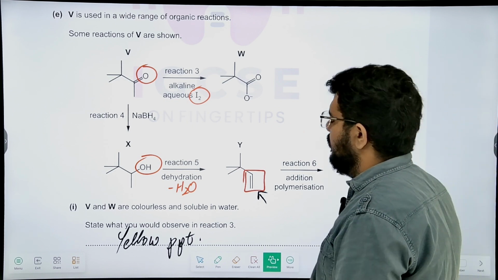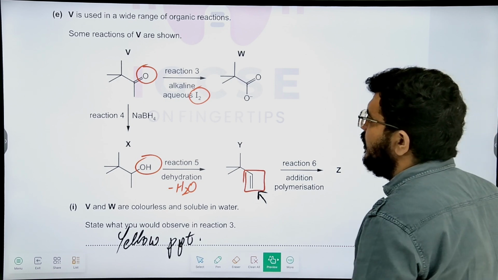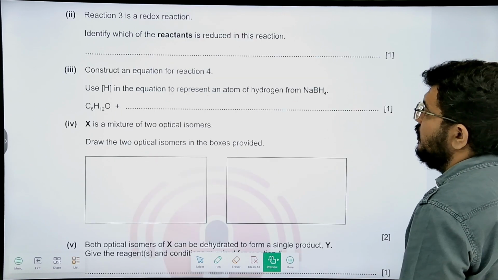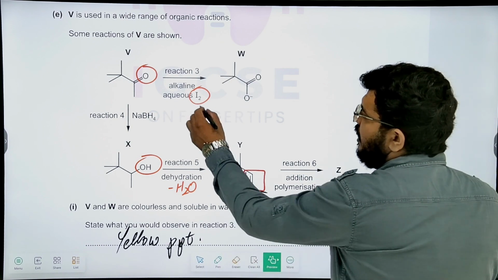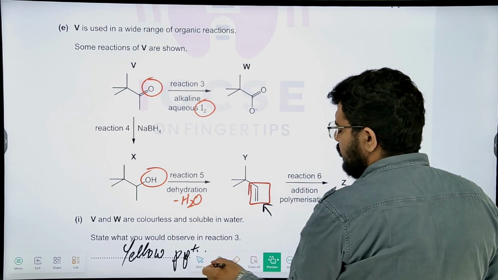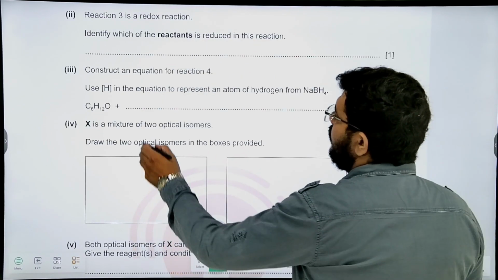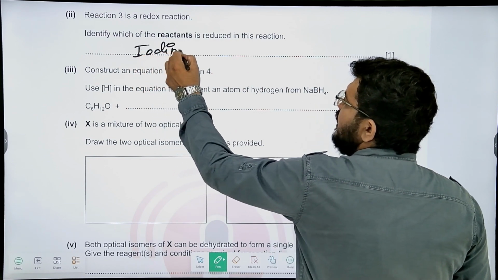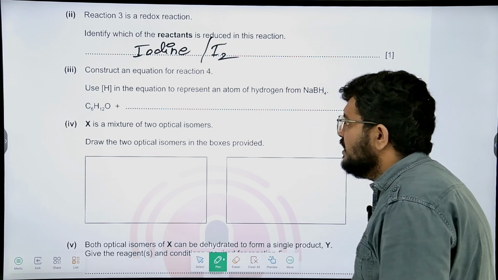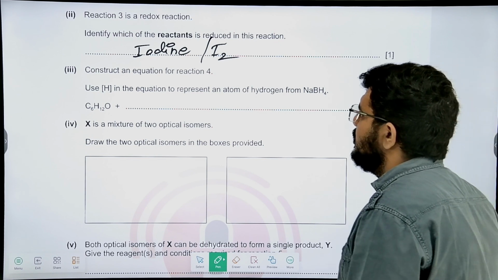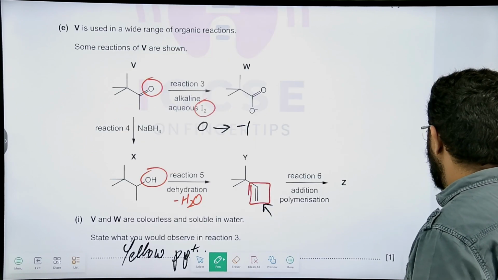In reaction 3, what has happened? This is a redox reaction, okay, and what has reduced, right? Reduction is gain of electrons. So I2 has gone from having an oxidation state of 0 to an oxidation state of -1. So definitely iodine, or I2, right? Here they have given that as I2, that has reduced. Construct an equation for reaction 4. Use hydrogen in the equation to represent the atom of hydrogen from NaBH4. So let's look at reaction 4 now.